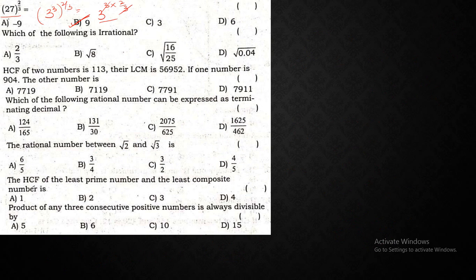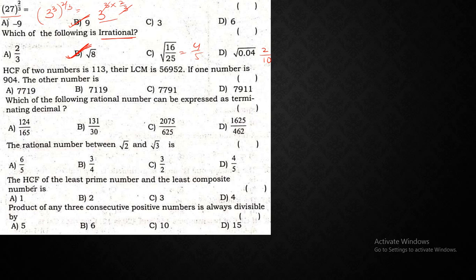Which of the following is irrational? So already we know root 8 is an irrational number. This I can write as 4 by 5. This I can write as 4 by 100. So 4 by 100 is nothing but 2 by 10. So all these are rational numbers except root 8.